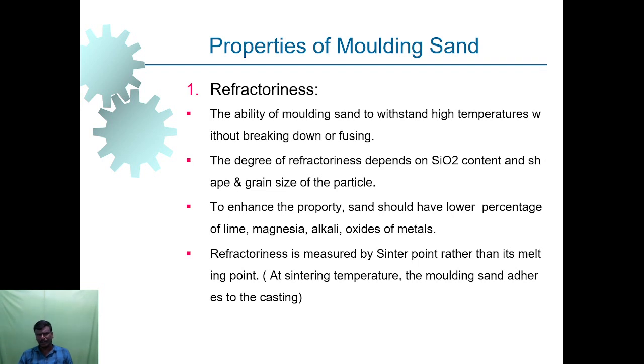And next, properties of molding sand. The first one, refractoriness. Refractoriness means the ability of molding sand to withstand high temperature without breaking down or fusing. The degree of refractoriness depends upon the SiO2 content and the shape and grain size of the particles. To enhance the property, the sand should have a lower percentage of lime, magnesium, alkali and oxides of metals. Refractoriness is measured by sinter point rather than its melting point. At sintering temperature, the molding sand adheres to the casting.